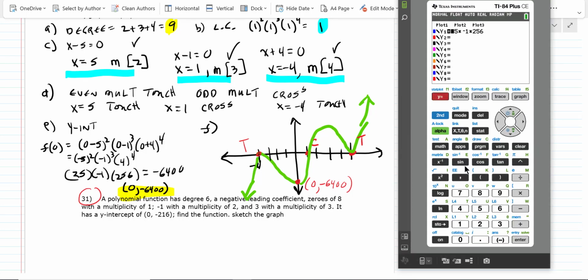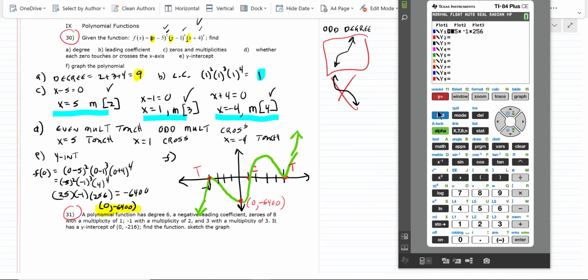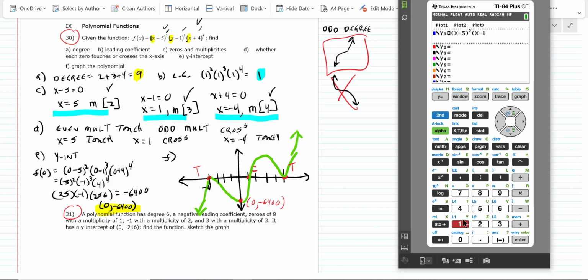But go ahead and just put the original problem in your calculator. You can't go wrong on this problem. Okay, that's the way I taught you all how to do that. So if you just go back to the beginning and put in x minus 5 to the second, and then x minus 1 to the third, and then finally x plus 4 to the fourth.